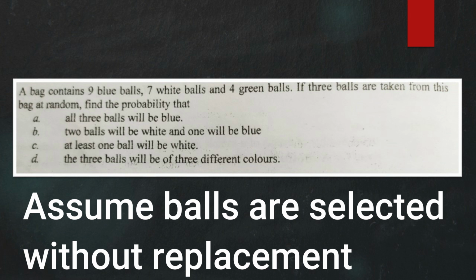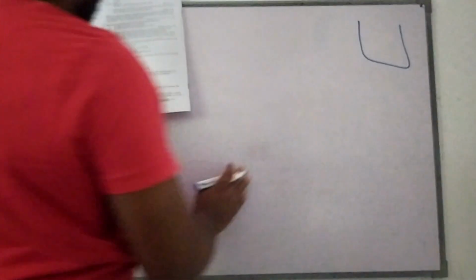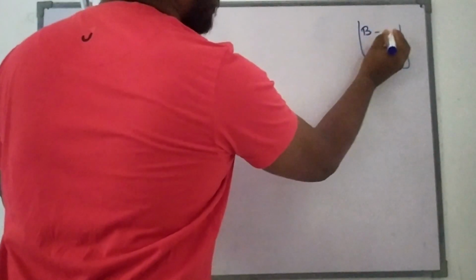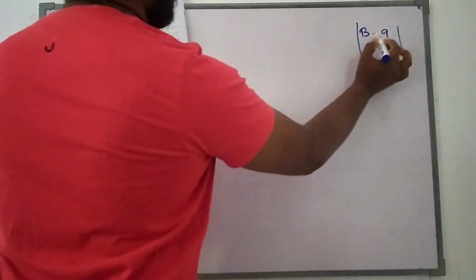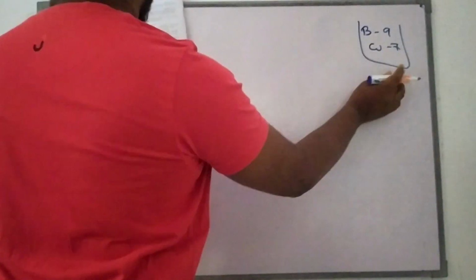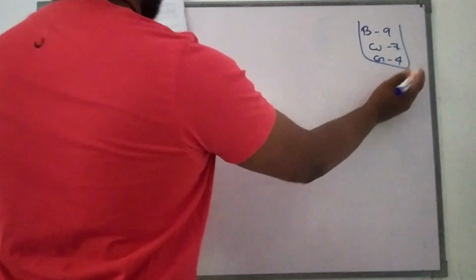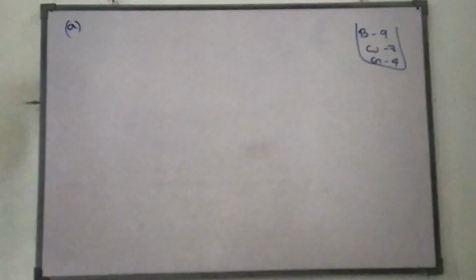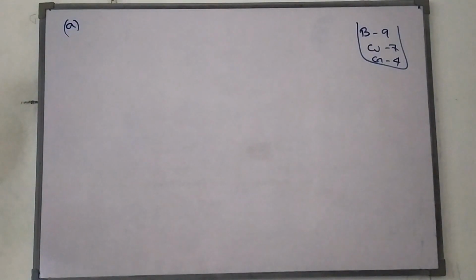Okay, so now I am going to draw the bag. This is the bag: blue 9 balls, white 7 balls, green 4 balls. If 3 balls are taken from this bag at random, find the probability that all 3 balls will be blue. To solve this question we have 2 ways. The first way is drawing a decision tree. Another is using conditional probability.